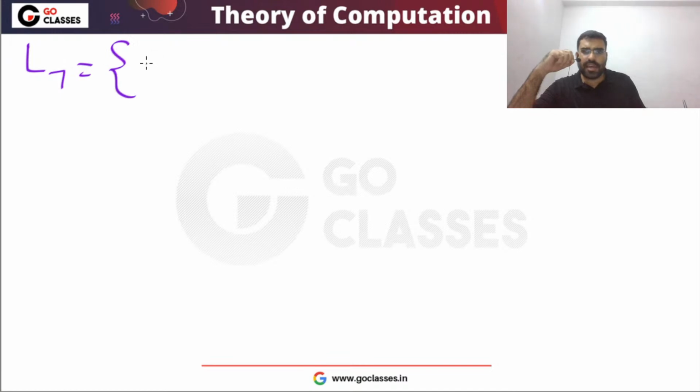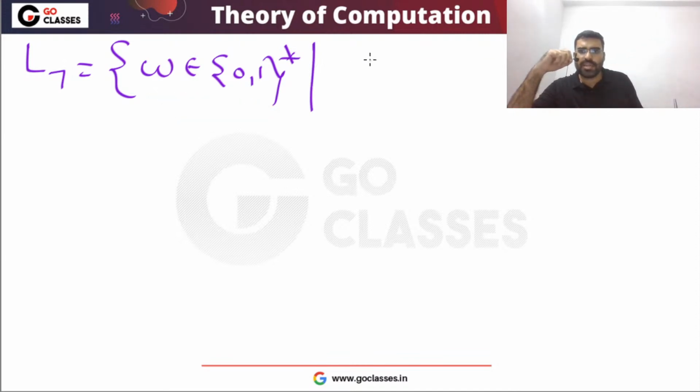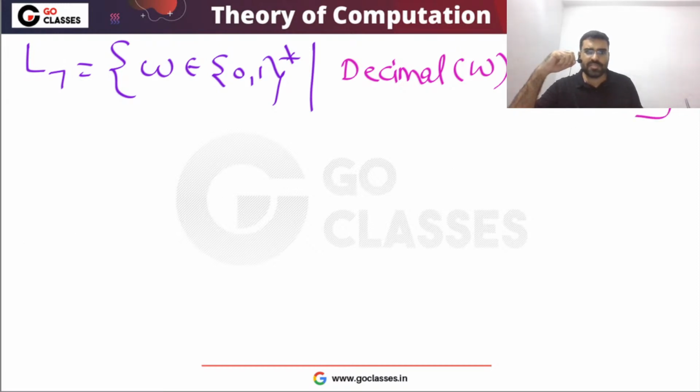L7 is saying that every string is over {0, 1}, because your alphabet is {0, 1}. So we have strings of 0, 1 such that, if you interpret them as binary, the decimal value of W, when you divide by 3, the remainder must be 1. This is what the question is saying.